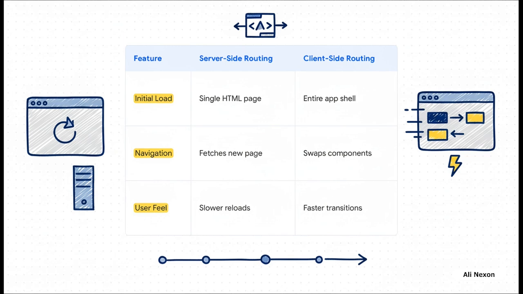With server-side, you're constantly going back and forth to the server, which means slower reloads. But with client-side routing, yeah, you have a bigger download that first time you visit. We call that the app shell. But after that, navigation is lightning fast. You're just swapping components that are already there. It's a huge win for user experience.